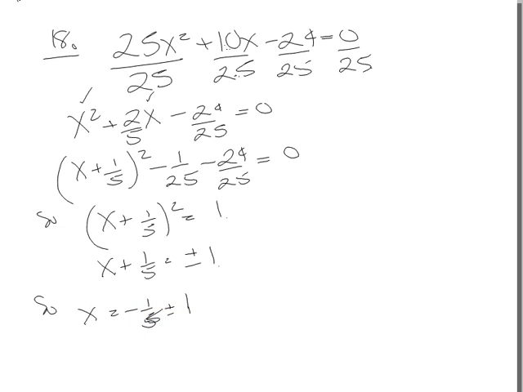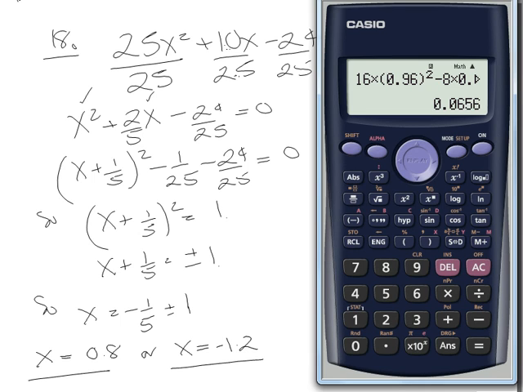Okay, so there's our answers then. Good. So what we've got, minus a fifth plus 1. 1 minus a fifth is 0.8. And minus a fifth minus 1, when you tap that in, you get minus 1.2, don't you? Yeah, there's the answers then. Let's just double check one of them. Let's check the 0.8, say, because that's easy to check.